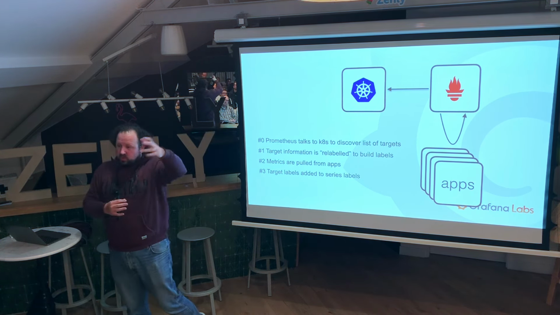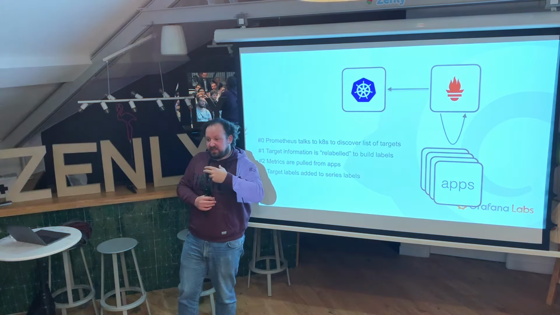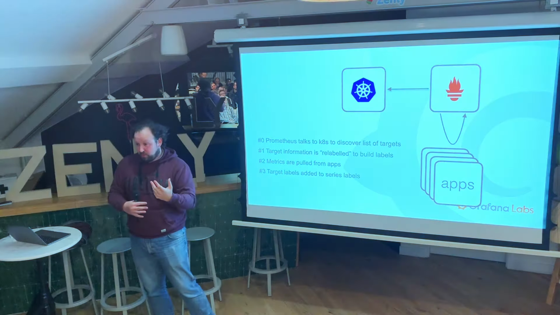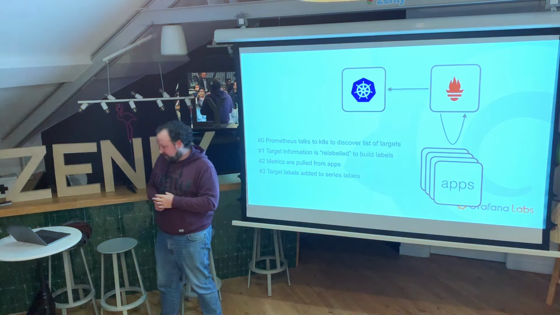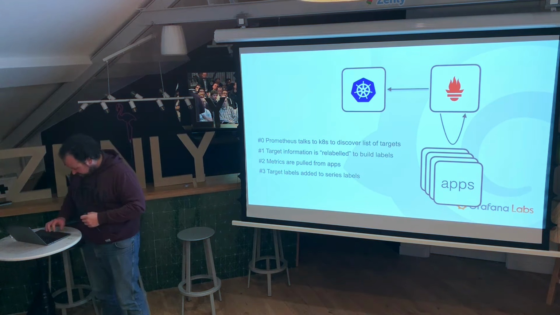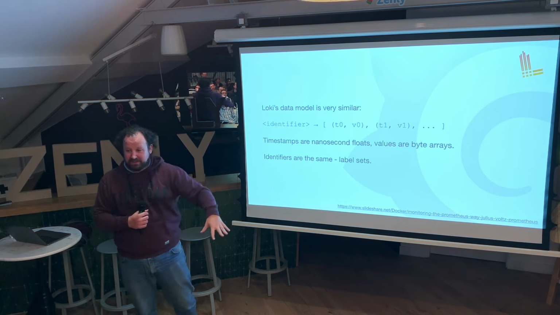Prometheus will then use all of those relabeled targets to reach out to your applications and scrape the data. It will then combine the labels from your relabeling rules with the labels from the series to form the final label set. So that's how Prometheus works, in a nutshell. Loki's incredibly similar. I actually just copy and pasted the slide.